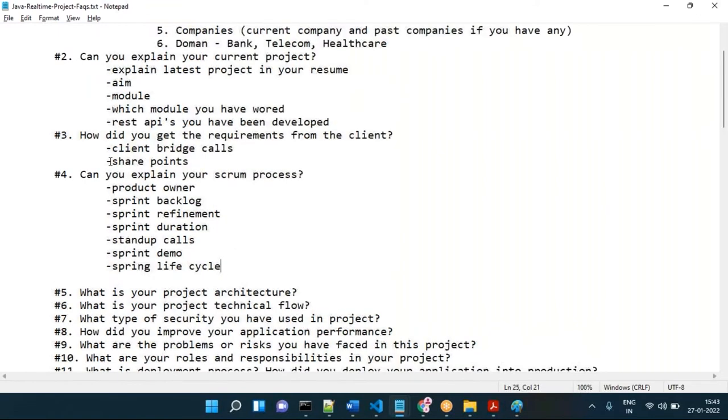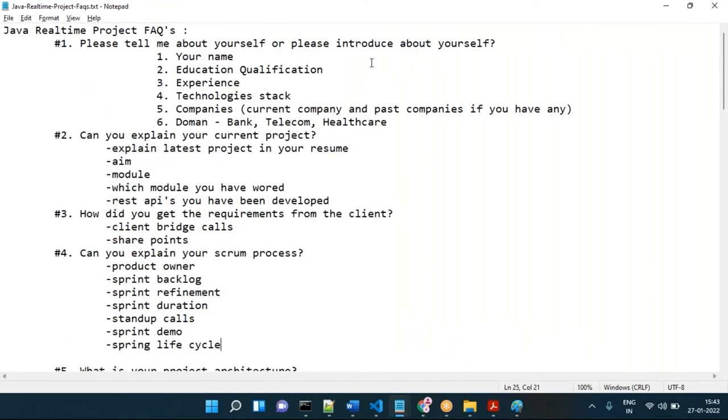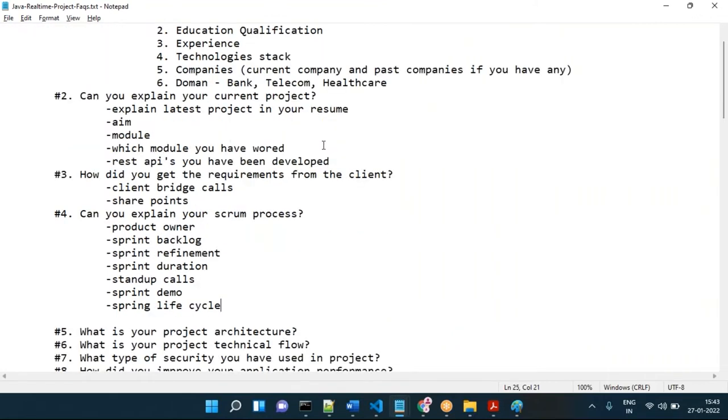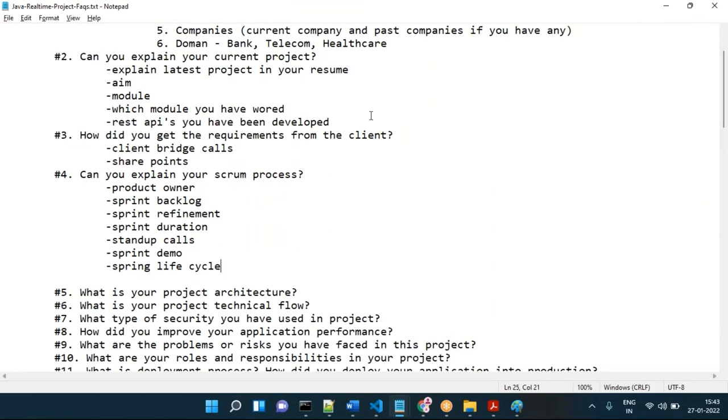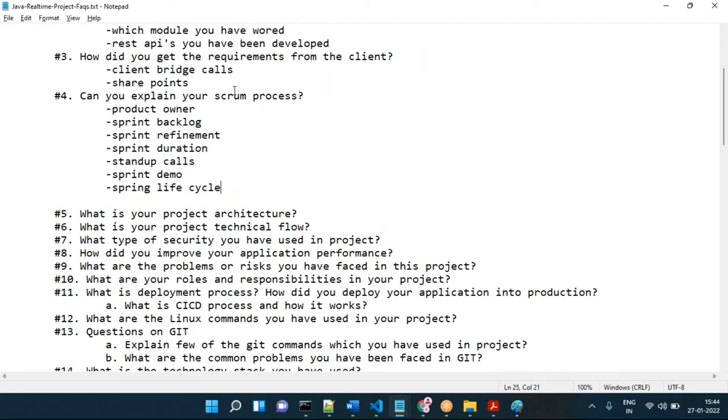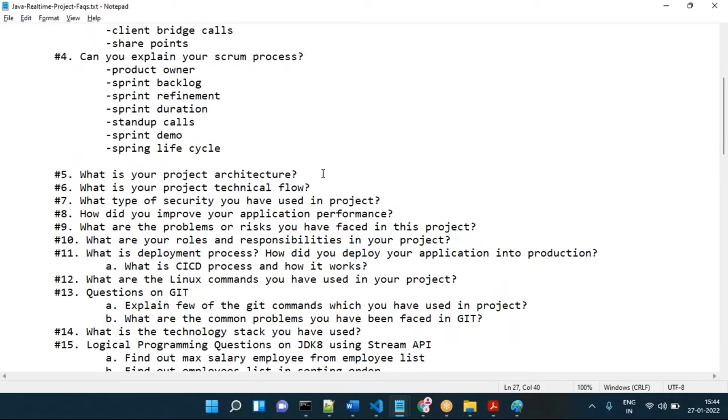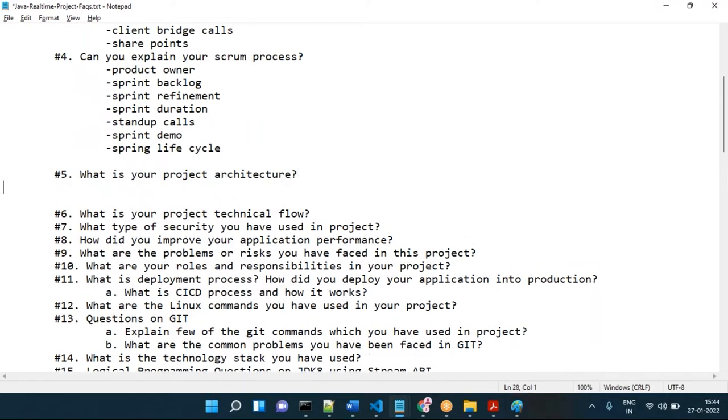Team, again, please tell me about yourself. Can you explain your project architecture? How did you get the requirements from the clients? Can you explain your Scrum process? Immediately, the client is asking, hey, what is your project architecture?